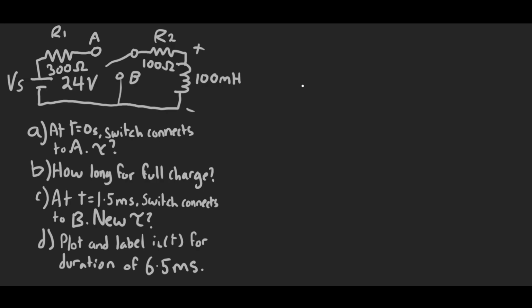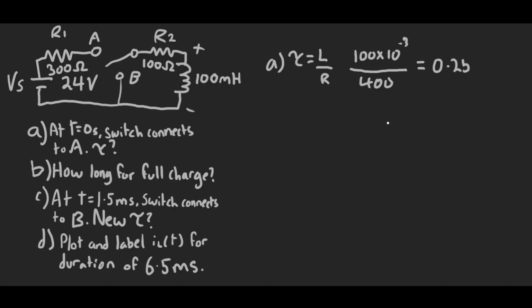Okay, let's start with A. Question A. Tau, the time constant, is equal to the inductance divided by the resistance. The overall resistance when it's connected to switch point A is 400 ohms. So here we have L is 100 millihenries, in other words 100 times 10 to the minus 3, divided by 400, that's 300 plus 100. This is equal to 0.25 milliseconds.